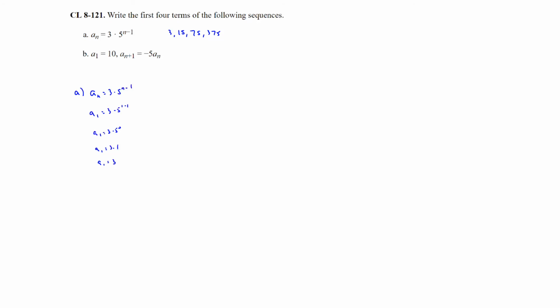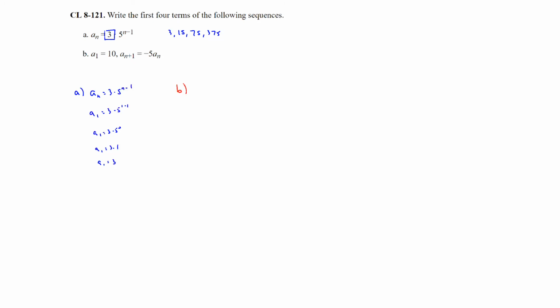Now, technically, I didn't have to go through and find the first term because it was already given to you in the problem. So if you recognize that, you can just start with 3 and then multiply by 5 each time. That is in first term form. So that's kind of up to you on how you want to look at that.